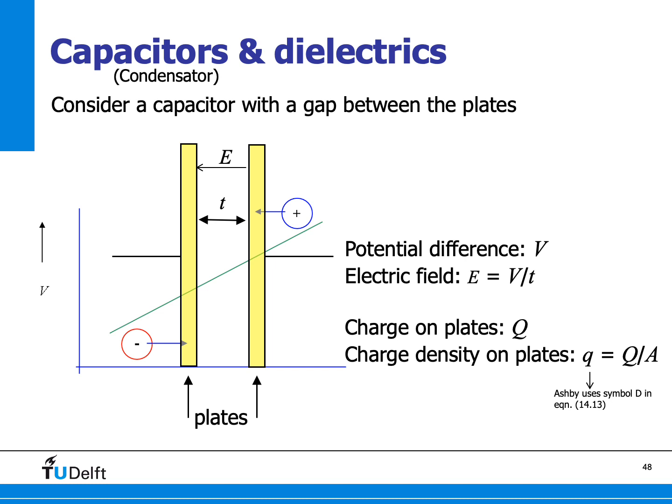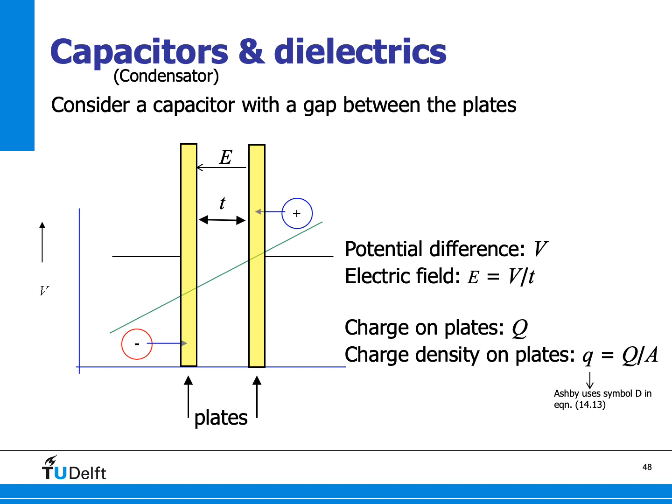Now let's have a look at capacitors, or condensatoren in Dutch. Basically this is the same picture as in the previous slide, but now a different representation. If we consider a capacitor with a gap in between the plates, we have a potential difference over these plates. Here's the plus side, here's the minus side.